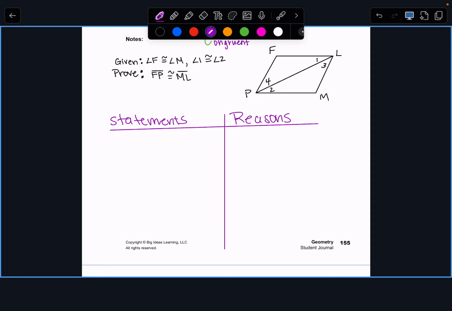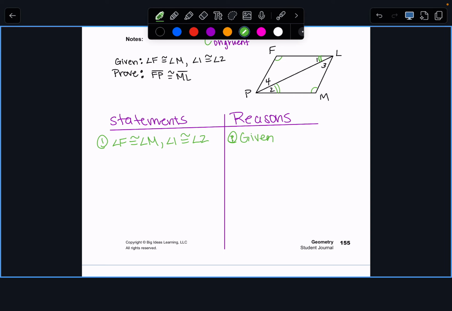All right. Let's go ahead and talk about this picture. I see some people have already written in that angle F is congruent to angle M. Angle 1 is congruent to angle 2 because of our given information. Did anybody actually mark it in their diagram? I did. Okay. So angle F is this guy. Angle M is this guy. And then here's angle 1 and here's angle 2.